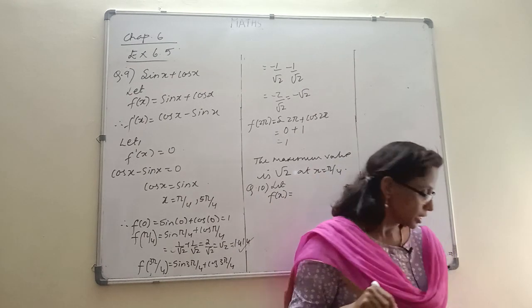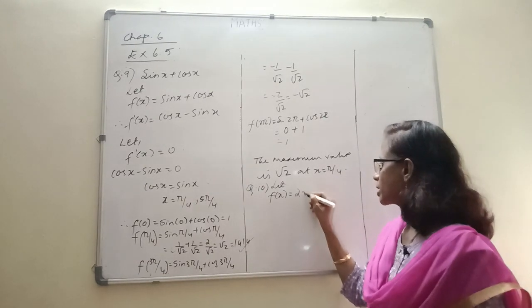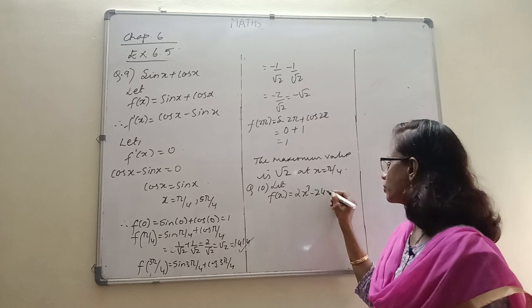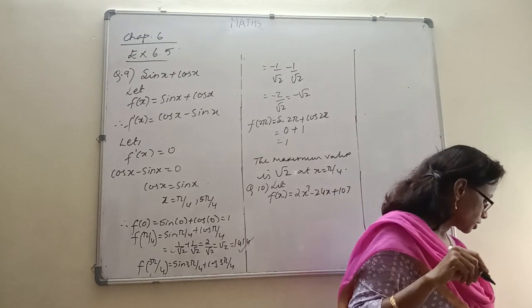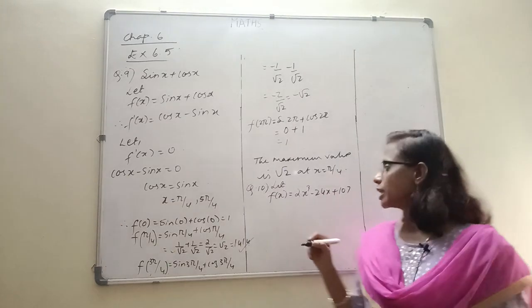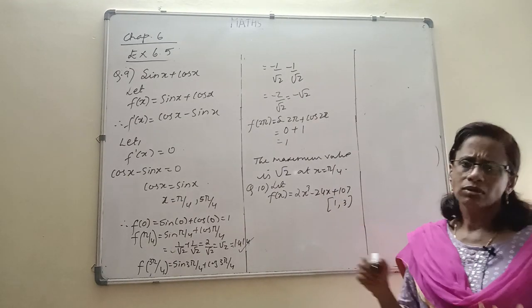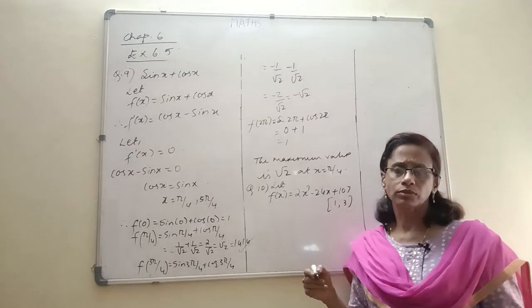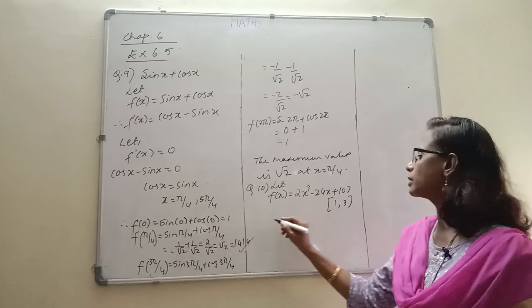They give us the function f of x as 2x cube minus 24x plus 107. It is on the interval 1 to 3. So there is nothing much that we need to do. They ask us the maximum value. So anyhow, we have to get the critical points.